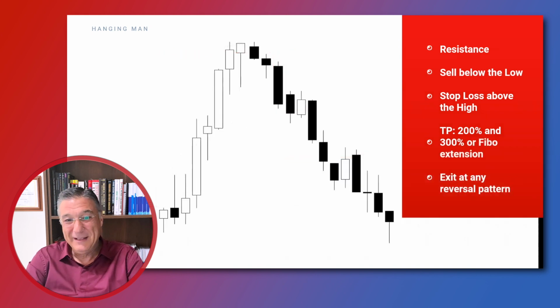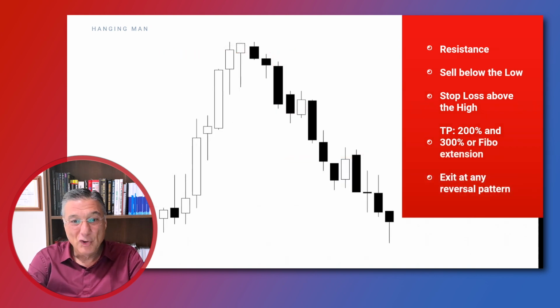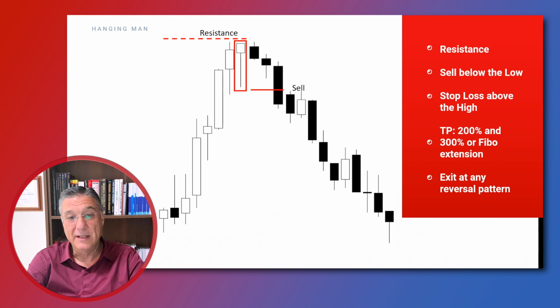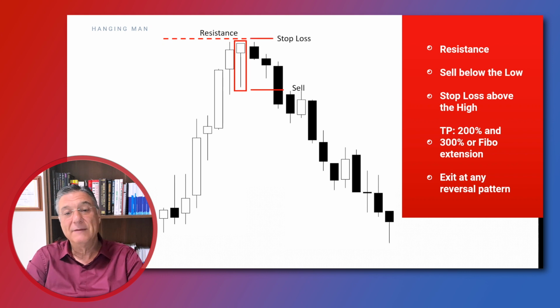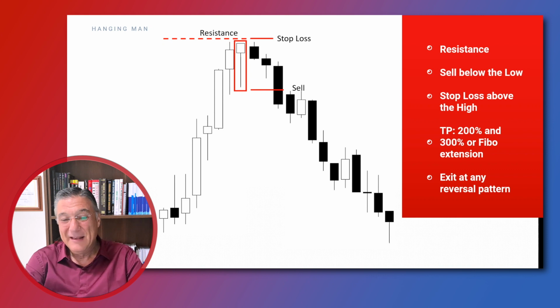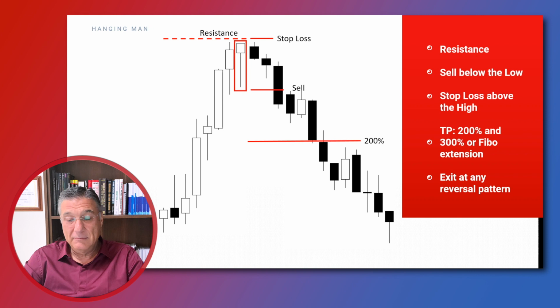Let's improve this one even further. Again, at the top of the rally, a hanging man, we place a sell order right below the low price of the reversal pattern and a protective stop loss right above the high price of the pattern. Now, the first take profit is seen at the 200% level. Again, you can use any percentage or any Fibonacci extension you wish. It's up to you. Choose the numbers, the percentages that suit your trading profile.